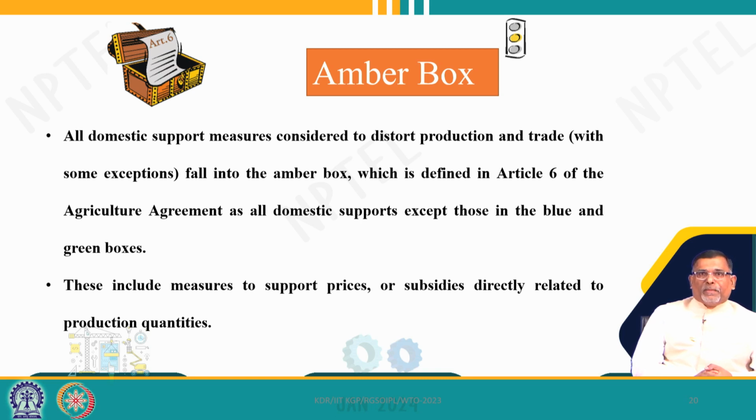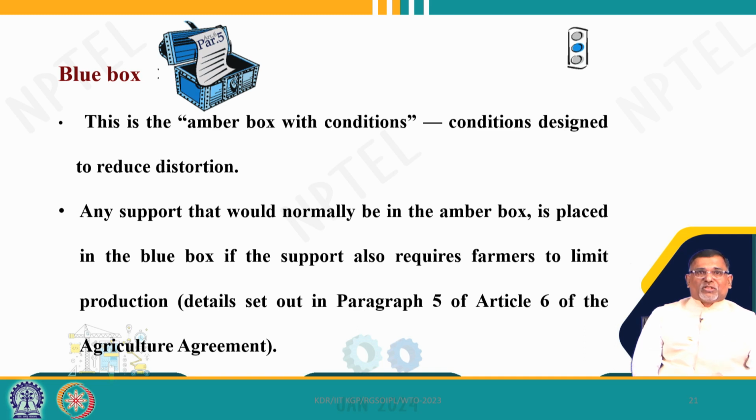So, other than green subsidies, the amber box and blue box are considered to be distorting. So, it may be support prices, subsidies directly connected to the production quantities. We said that the amber box is considered to be distorting production. Then comes the blue box. It is nothing but the amber box with conditions, and blue box subsidies are permitted, but it is nothing but the amber box with certain conditions.